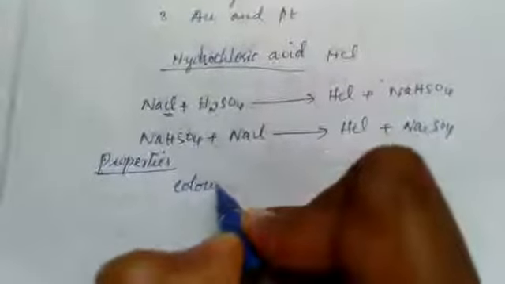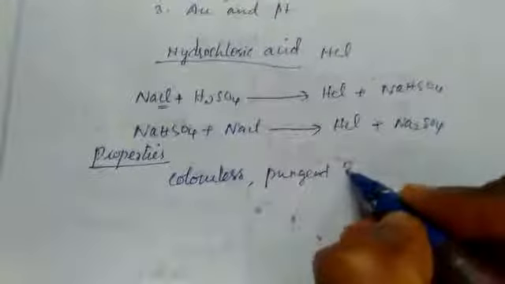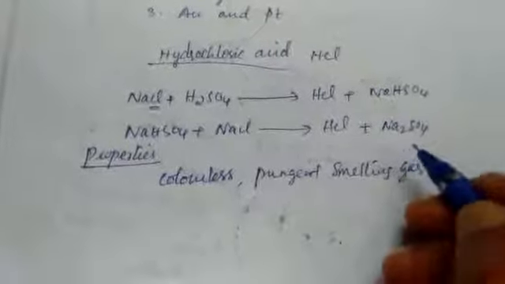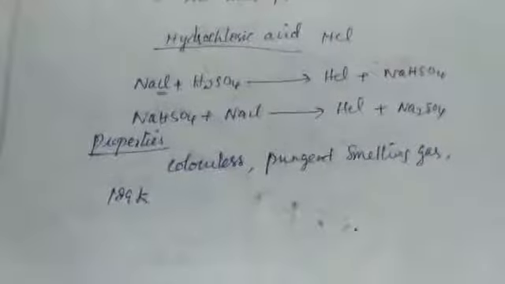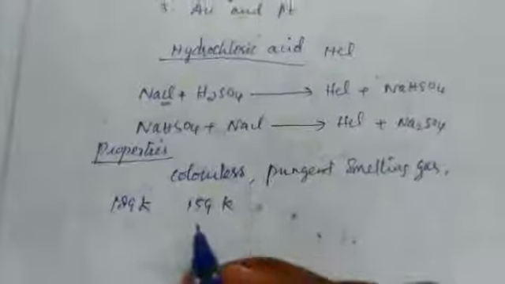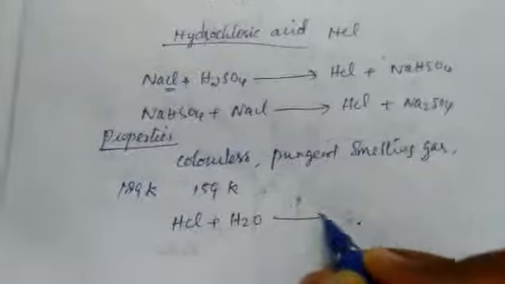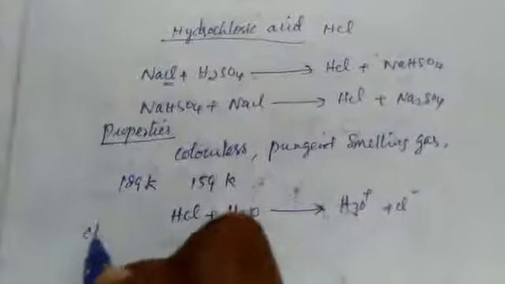Next, properties. Hydrochloric acid is a colorless, pungent smelling gas. It is easily liquefied, with boiling point 189 Kelvin and melting point 159 Kelvin. It is extremely soluble in water. HCl reacts with water molecules to give H3O+ and Cl-. Now chemical properties.